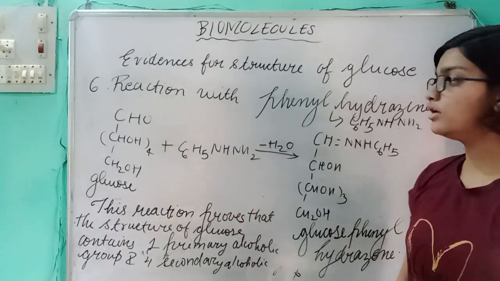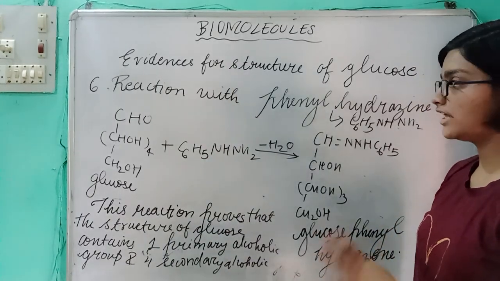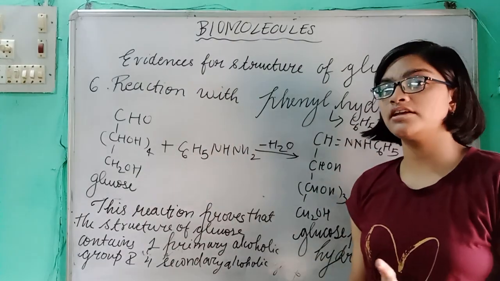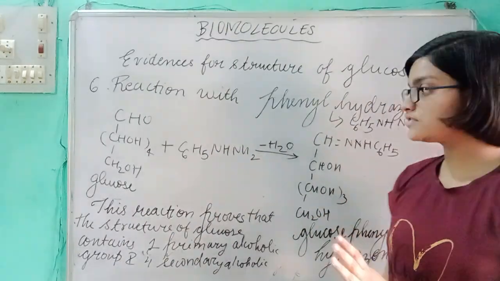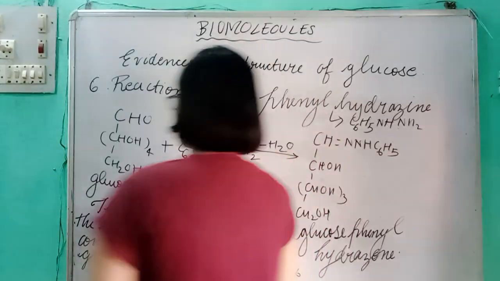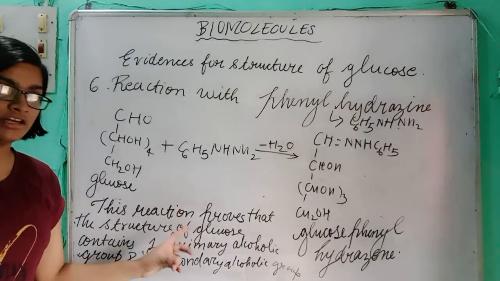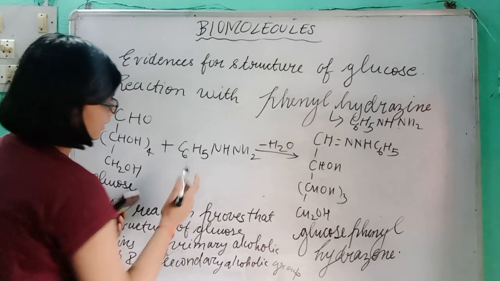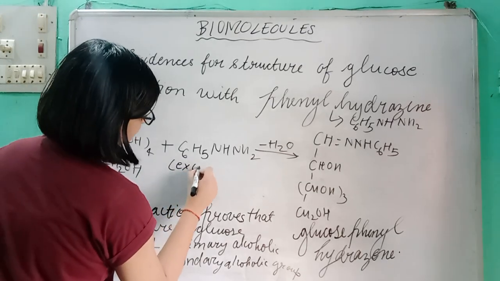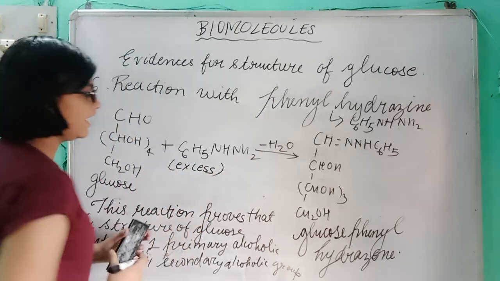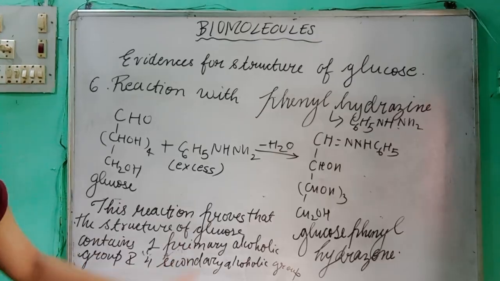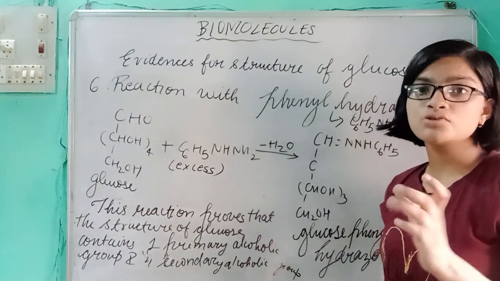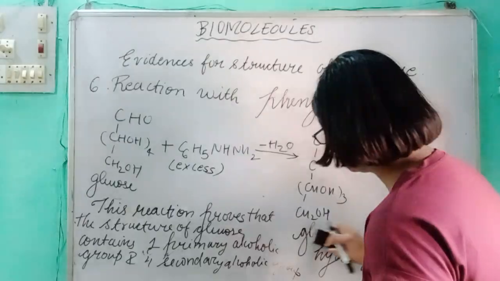Now, one condition that we can see in this reaction is if phenylhydrazine is present in excess. So, let us see that reaction. If in case phenylhydrazine is present in excess, what will be formed? So, if our phenylhydrazine is present in excess, then a structure called glucosazone will be formed, which is yellow in color.